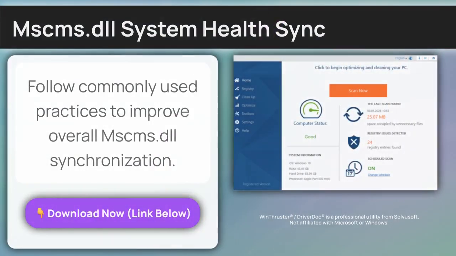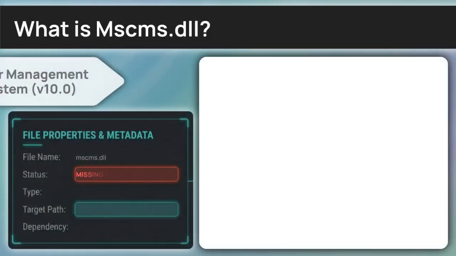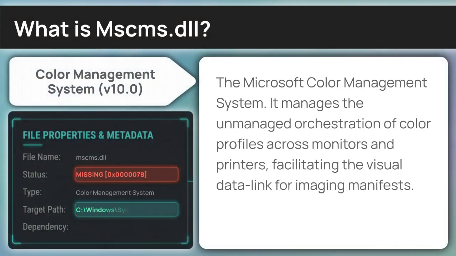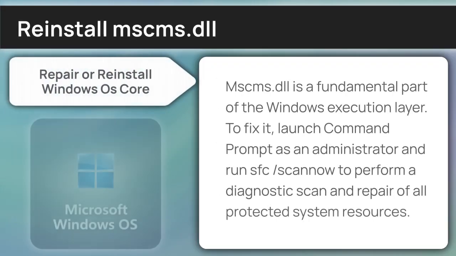environment review. This is the Mscms Library, the Microsoft Color Management System. It manages the unmanaged orchestration of color profiles across monitors and printers, facilitating the visual data link for imaging manifests. Knowing the file's purpose is helpful, but now we need to physically restore it. Mscms is a fundamental part of the Windows execution layer.